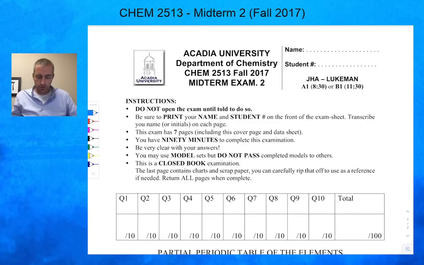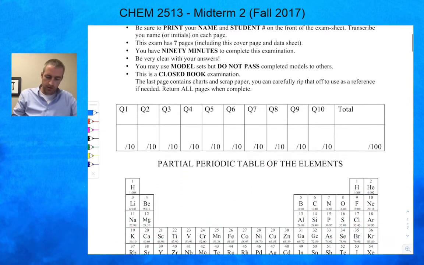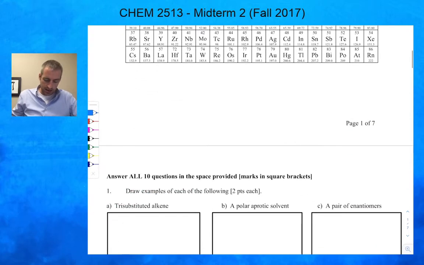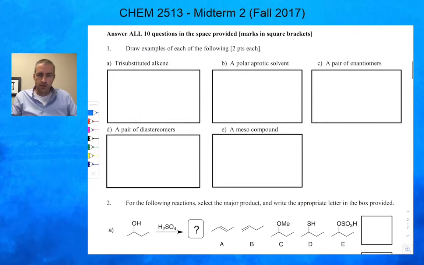Today we're going to go through the second midterm from 2017. This will be covering the units on stereochemistry and reactivity of alkyl halides and alcohols. And let's jump right in. First question says, draw examples of each of the following.